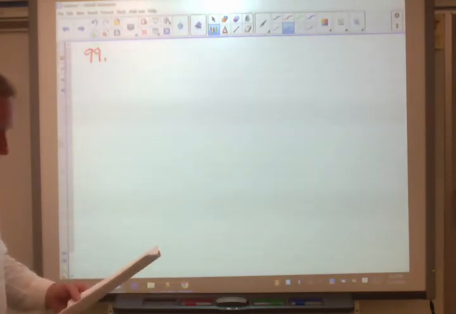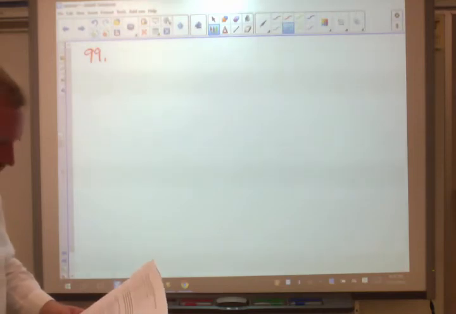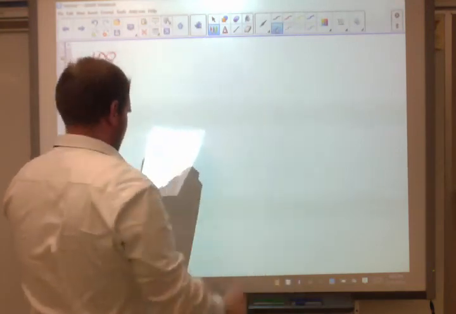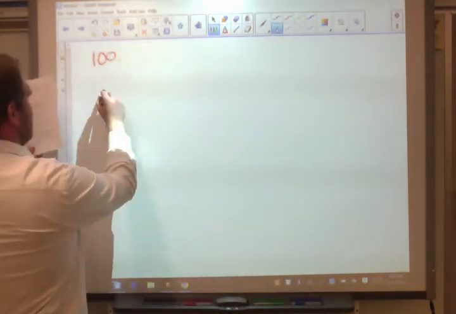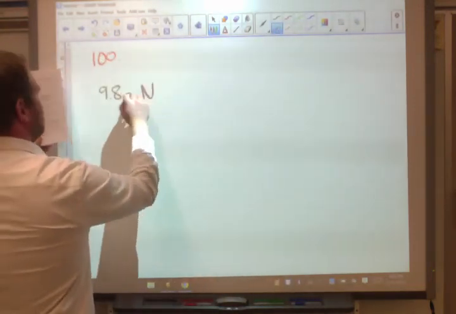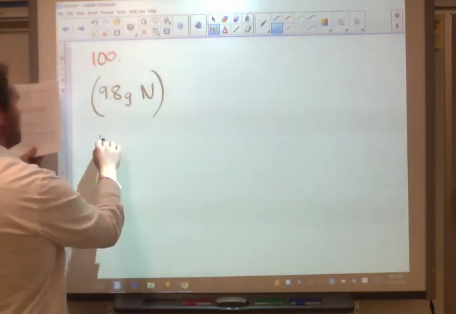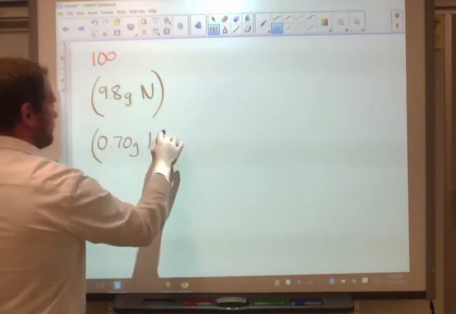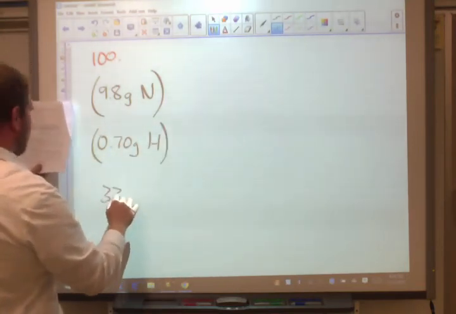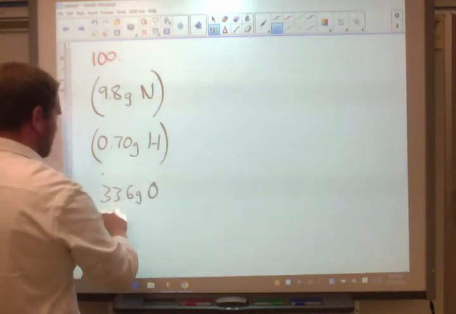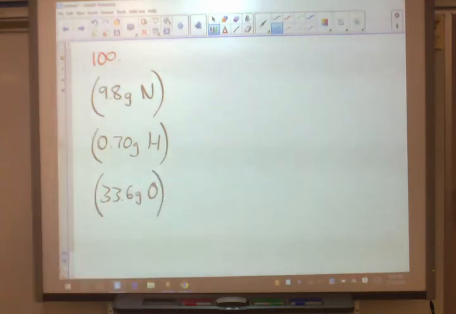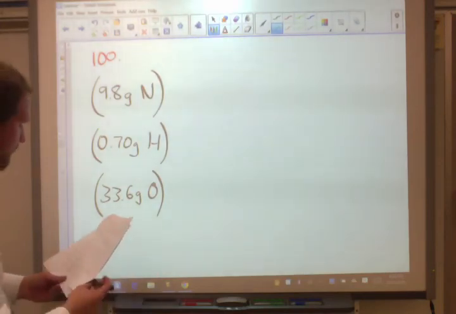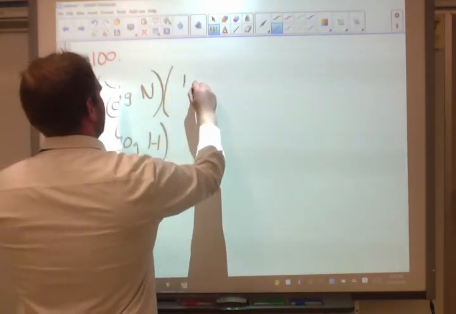Okay. Last question. This looks like an empirical molecular formula question. A compound was analyzed, and it had 9.8 grams of nitrogen, 0.70 grams of hydrogen, and 33.6 grams of oxygen. What is the empirical formula? So we're looking for the simplest ratio of these elements here. So we have to find the mole ratio. Well, we need to convert all these to moles.